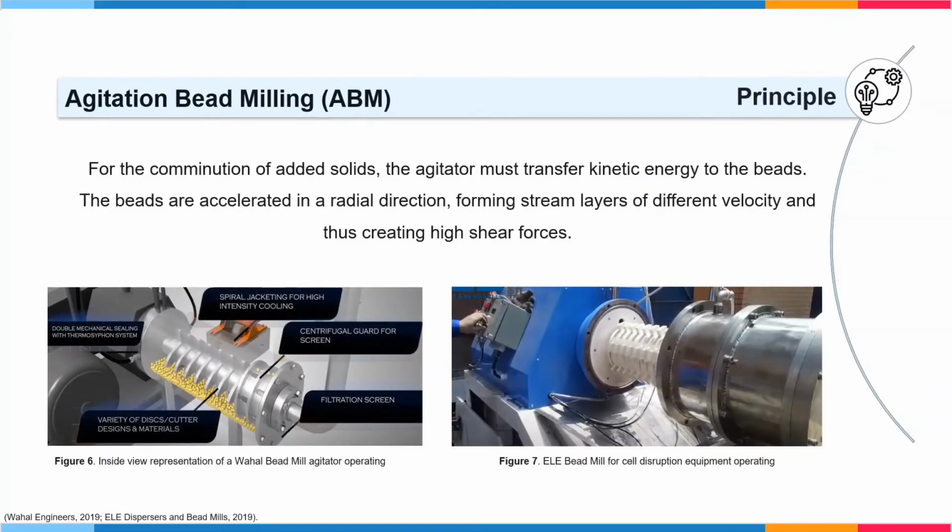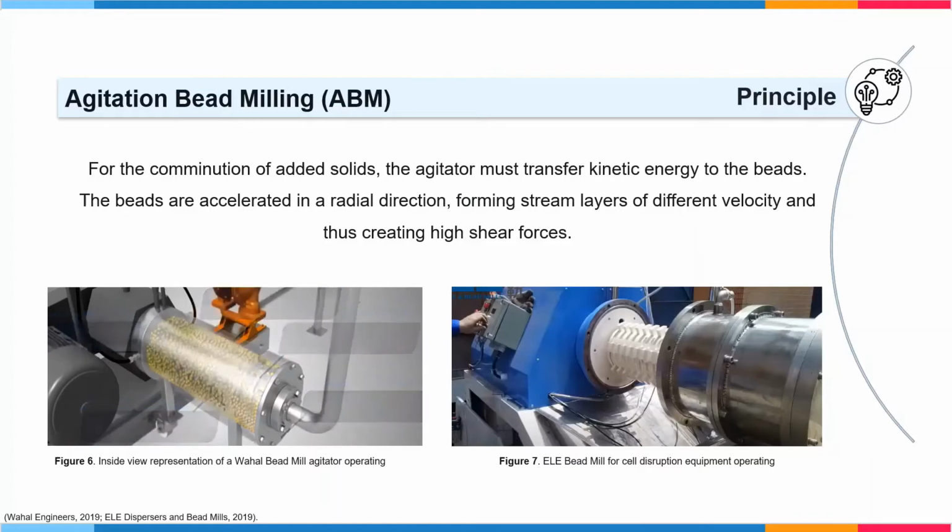For the comminution of added solids, the agitator has to transfer kinetic energy to the beads. This energy transfer is accomplished by adhesion forces in combination with displacement forces. Both are related to the geometrical design as well as surface and material properties of the agitator. The beads are accelerated in a radial direction, forming stream layers of different velocity and thus creating high shear forces.